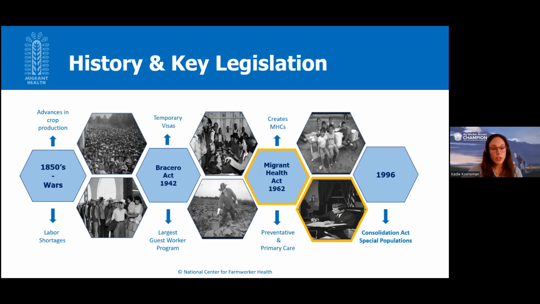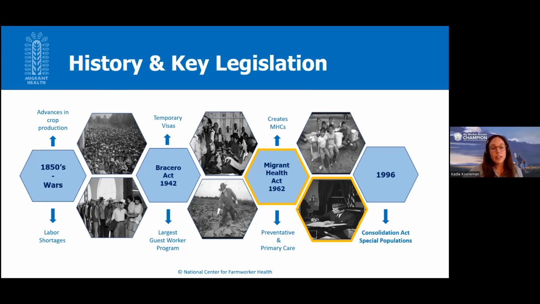In 1952, the H-2 program was established. This program is very similar to the Bracero Act, but requires certification of labor shortage by employers to legally import workers. And this program is still in existence today as the H-2A program. By 1962, many agricultural workers in the fields were experiencing harsh conditions, low pay, and little access to care.